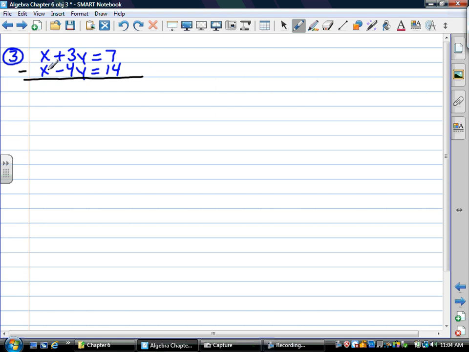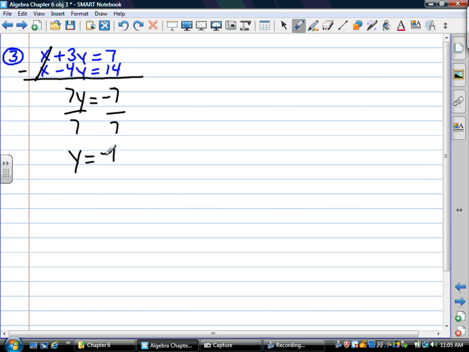1x minus 1x is 0. They eliminate. 3 minus negative 4. Be careful with your integers. That's going to be 7y. 7 minus 14 is going to be negative 7. One-step equation. Divide by 7 on both sides of the equation. We get y is negative 1.